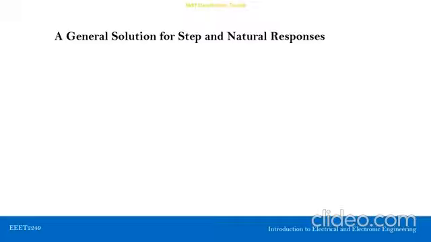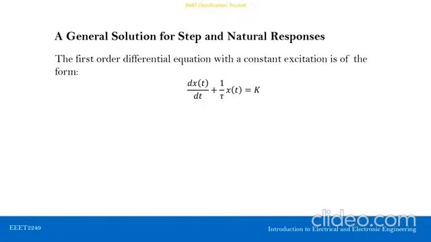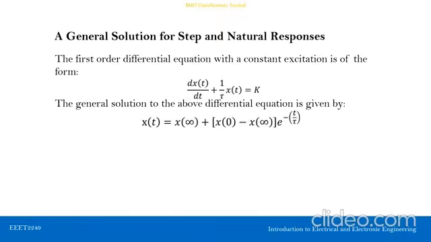Similar to the capacitor, here we would like to mention a general solution for step and natural responses of an RL circuit. The first order differential equation with a constant excitation is of the form dx/dt plus 1/tau times x(t) equals k. The general solution to the above differential equation is given by x(t) equals x(infinity) plus [x(0) minus x(infinity)] e to the power minus t over tau.